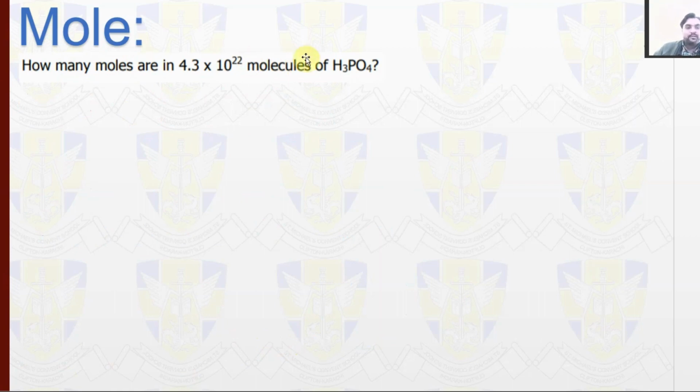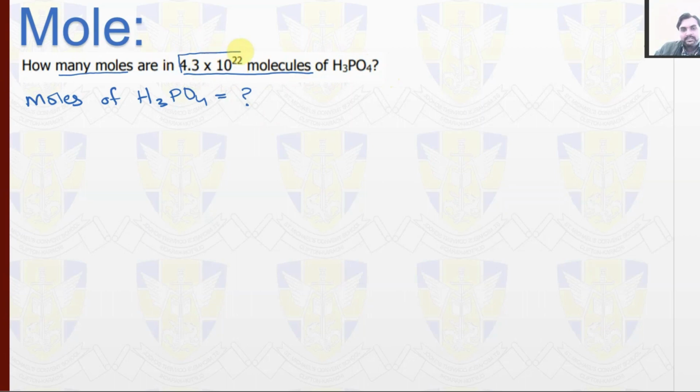Okay, now moving on to the next type of question. The next type of question is saying: how many moles? Now you have to calculate the moles. What is given in the question? The question is giving H3PO4, so you have to calculate the moles of it. How many moles are there in 4.3 into 10 to the power 22 molecules of H3PO4?